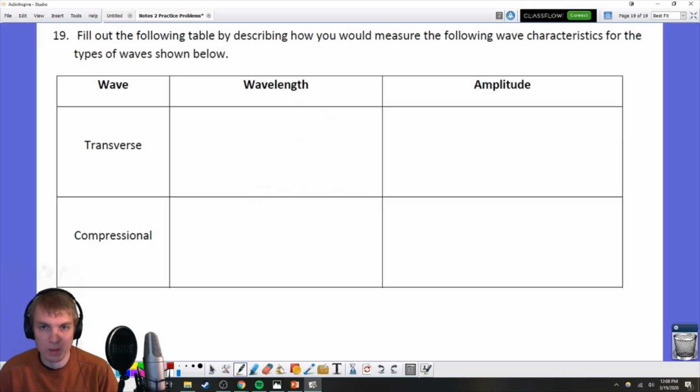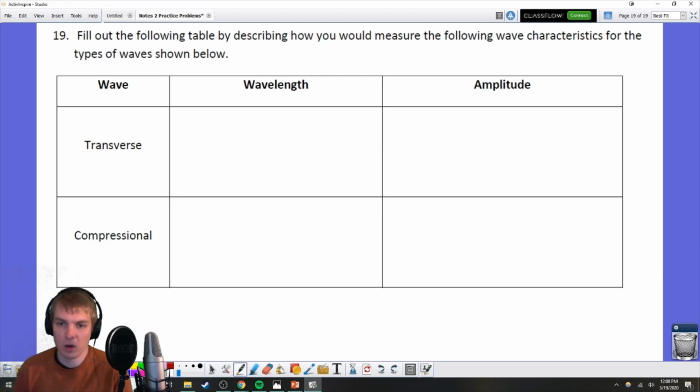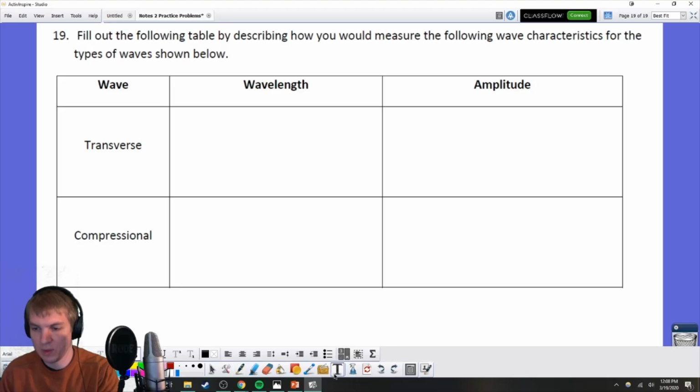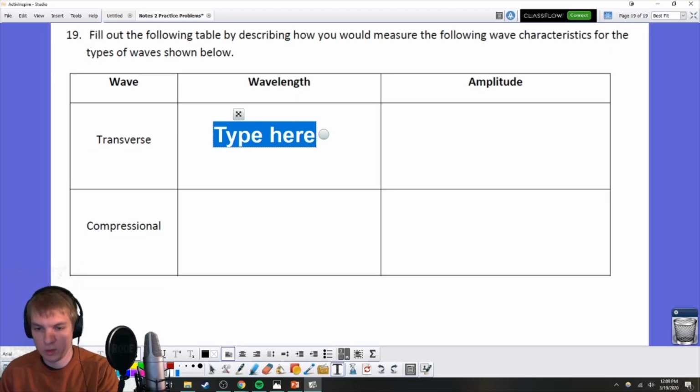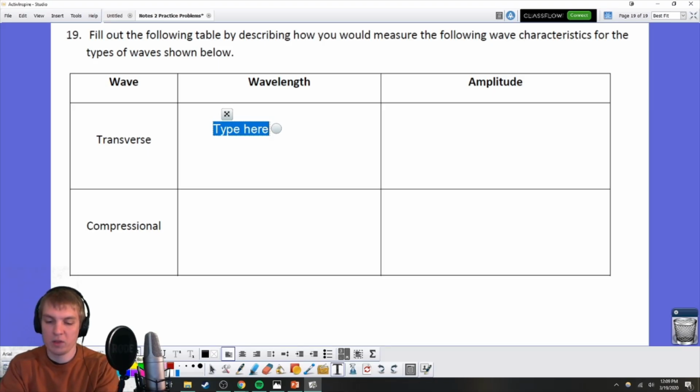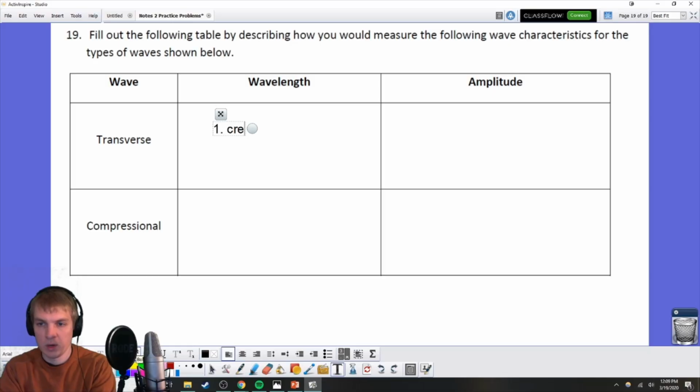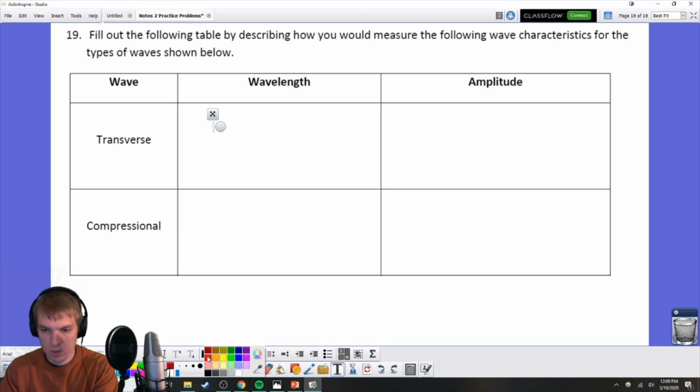Last practice problem says, 19. Fill out the following table by describing how you would measure the following wave characteristics for the types of waves shown below. So how would you measure the wavelength on a transverse wave? I'm actually going to use the keyboard for this because there's going to be a lot of typing involved. So I'm going to decrease this size, and then I'm going to make sure it's not bold and just type in red. For wavelength, there's several ways you can do this. Crest. Let's make sure this is red here.